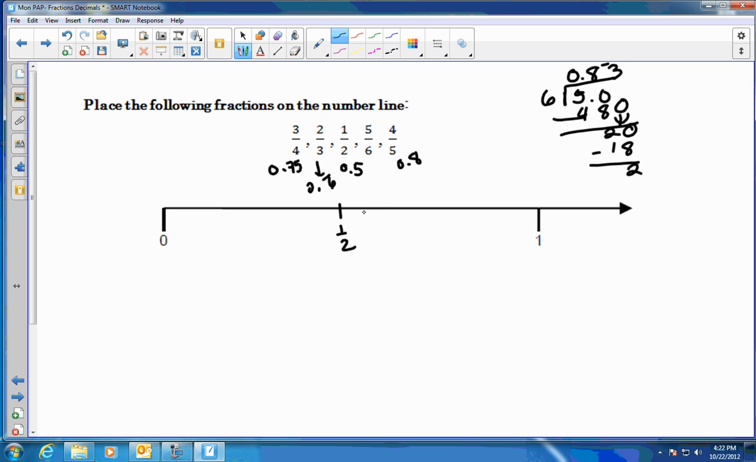And then 2/3 is going to be a little bit bigger than that. So I'm going to say somewhere around there. 0.75 is 3/4. And then we have 4/5, which will probably be somewhere in there. And then 5/6 is just a little bit bigger. So what I've done by putting them on the number line is put them in order from least to greatest.